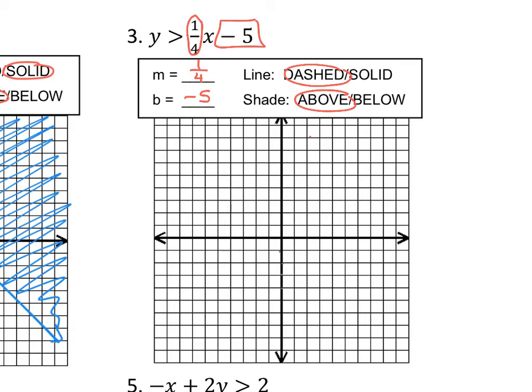1, 2, 3, 4, 5. And I move. I go up how many? And over. You go up 1, rise 4. Run 4. Very cool. And this time, I don't make a solid line in between them. I make a dashed line. Let's see if I can do better.